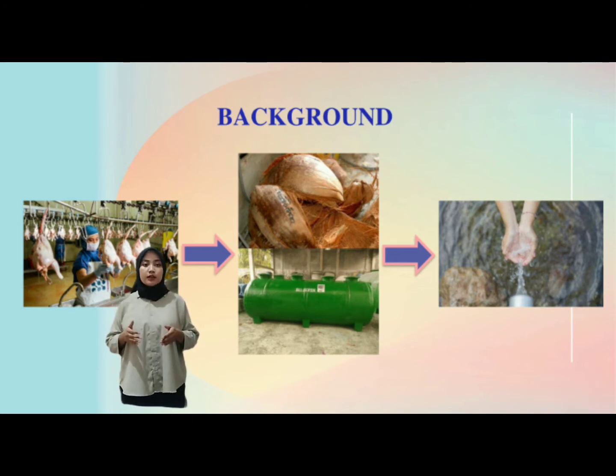Liquid waste produced by slaughterhouse consists mostly of a mixture of water, blood, and animal waste. The high level of this pollution will have the effect of polluting the environment. So, it is necessary to treat RPH wastewater before being discharged into water bodies. The treatment technology that is in accordance with the characterization of abattoir waste is a biofilter.